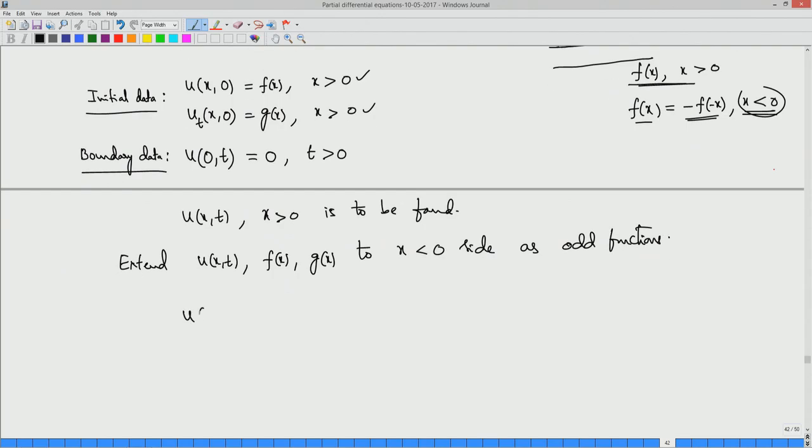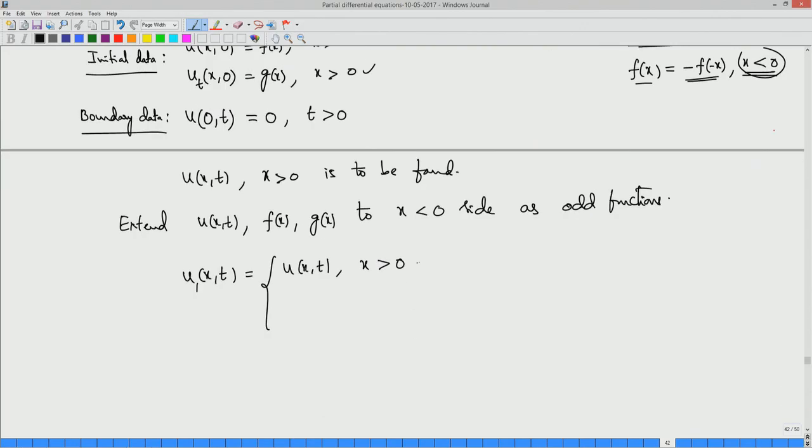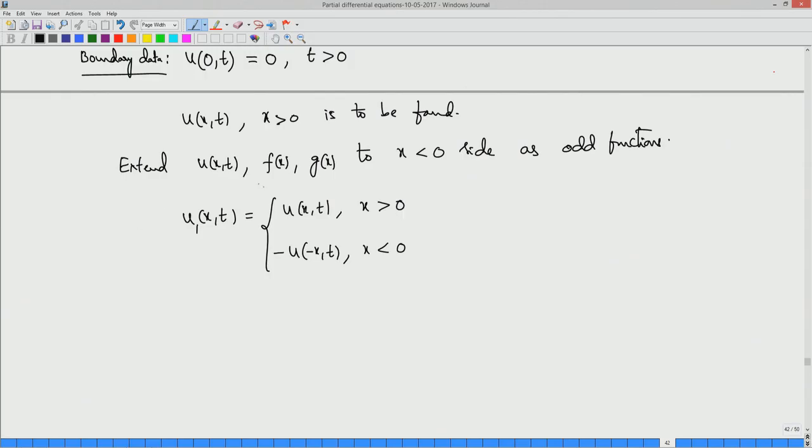Let us call the extension function u1. u1 is u(x,t) for x positive, for all times. And now I use minus u of minus x, t for x negative side. This is how I extend my function u(x,t) as an extension.